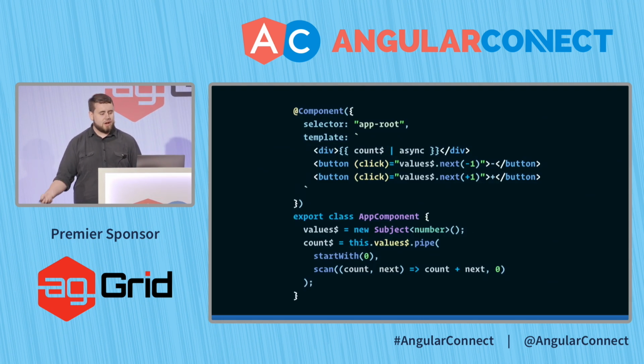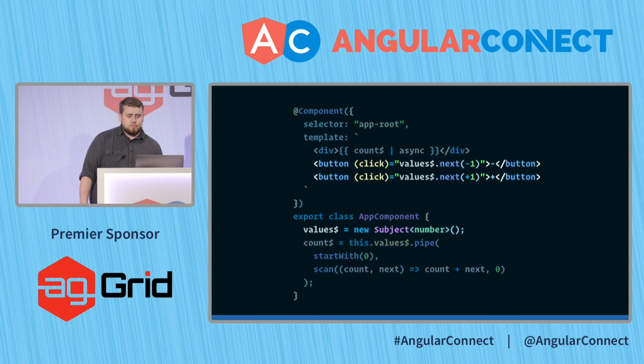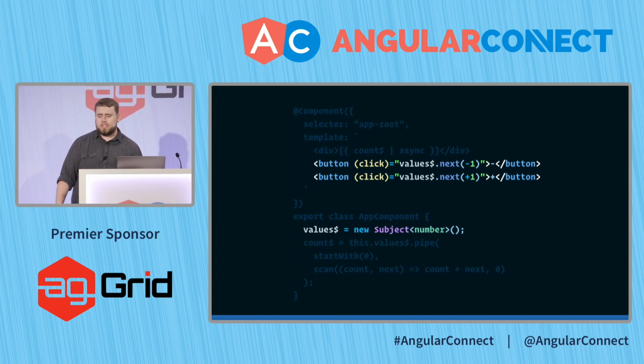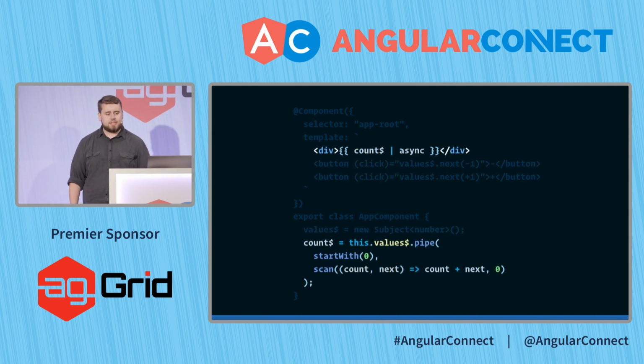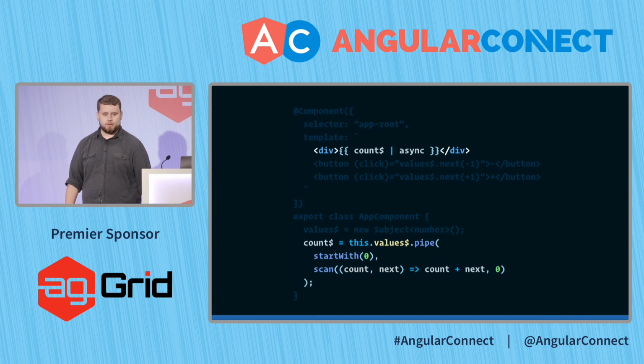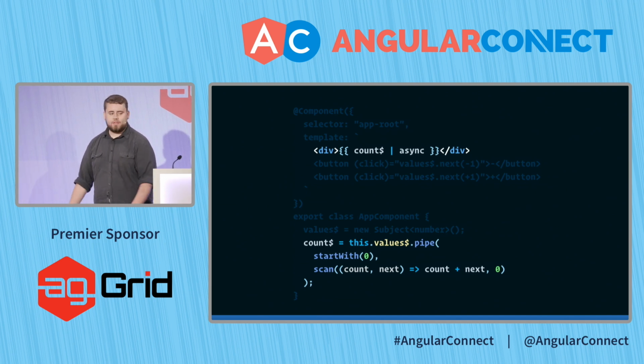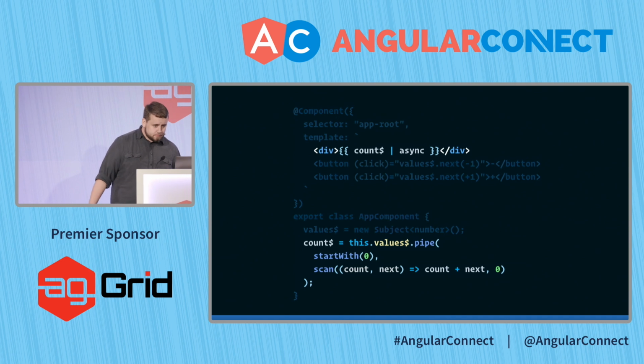So this is how I've built my example app. I have two buttons that push values into a subject, either a negative one or a positive one, depending on which button you've pressed. And then I'm going to take that stream of values, and I'm going to use the scan operator to add that value to my starting number. So if I add a 1, it'll increment. If I add a negative 1, it'll decrement.